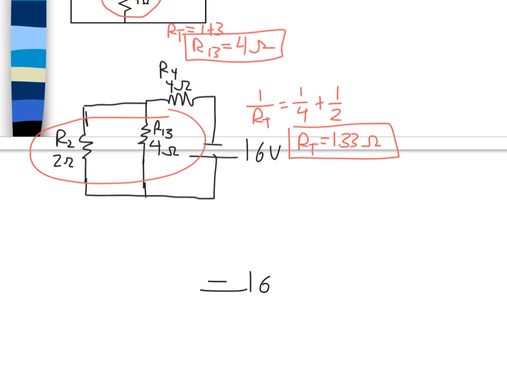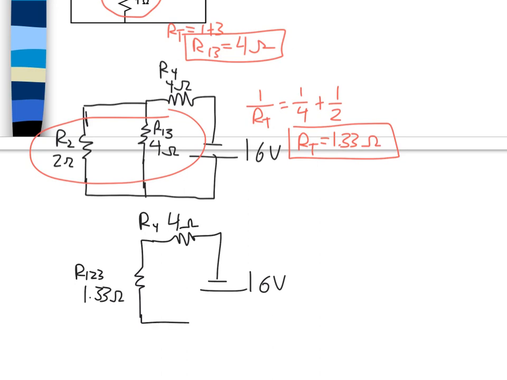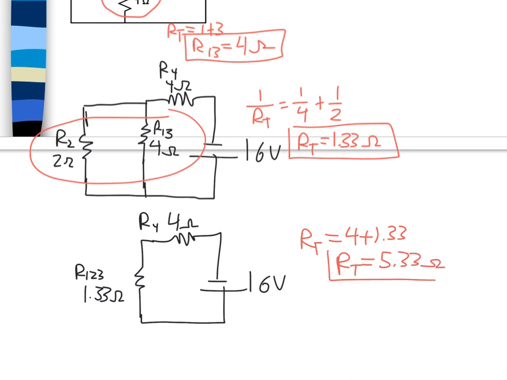So we have our 16 volts here. We have 4 ohms here, that's for R4, combined with R123, which is 1.33 ohms, all hooked up to that 16 volt battery. And so my total resistance here, which I'm going to get just by adding up those final two resistors, is going to be 4 plus 1.33, which gives me a total resistance of 5.33 ohms.